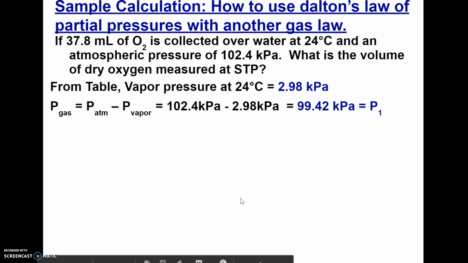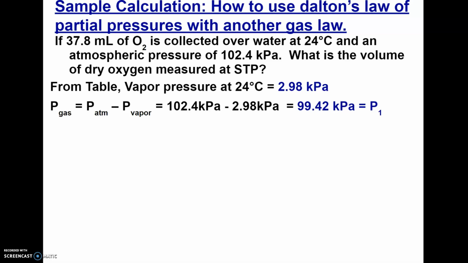Okay, so from the water vapor pressure table, we see that at 24 degrees Celsius, water exerts a vapor pressure of 2.98 kilopascals. So if we use the equation of Dalton's partial pressures, that the vapor pressure plus the gas is going to equal the total pressure, we can simply subtract the vapor pressure of the water, which you get from the table, from the measured atmospheric pressure, which is given in the problem. So that will give you your adjusted pressure.